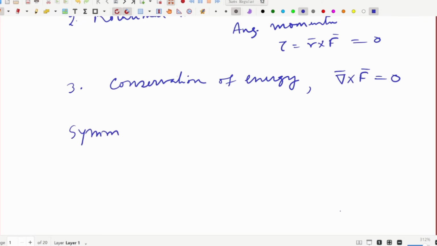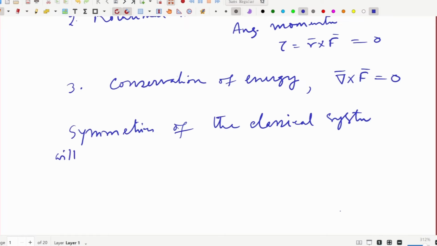So symmetries of the classical system will help to find the solutions.